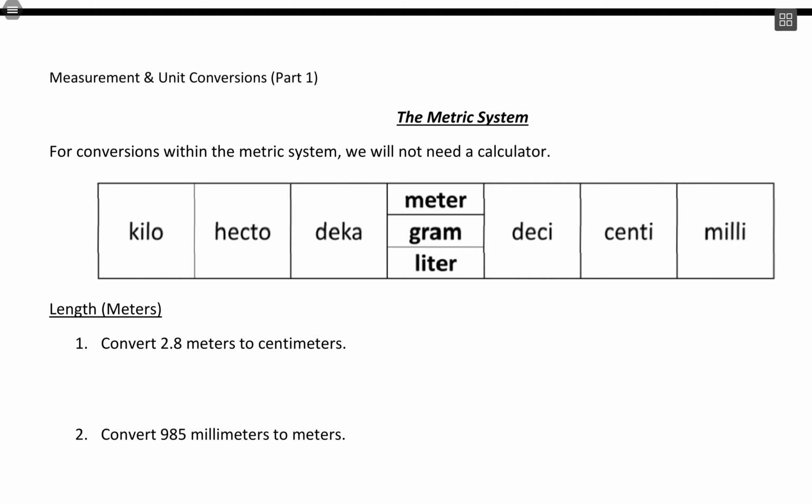So something you'll want for this section is this diagram right here. There are a few different forms of this, but I particularly like this one. What you'll see in the middle are meters, grams, and liters. Meters will be the measurement for length, grams for weight and mass, and liters for volume or capacity, like we looked at with the US measurement system.